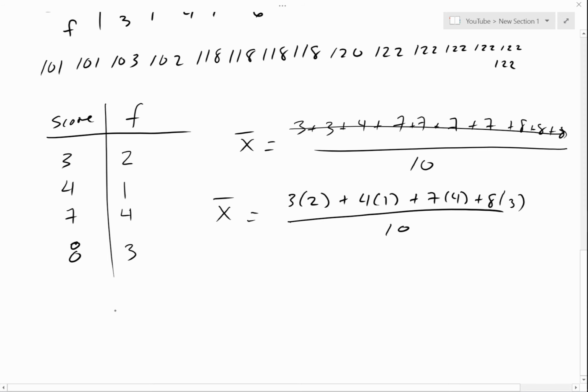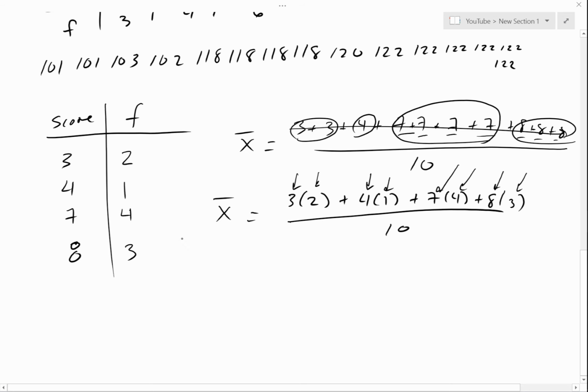What is this? Well, how many 3s do I have? 2 of them. There they are. How many 4s do I have? 1 of them. There it is. How many 7s do I have? 4 of them. 1, 2, 3, 4. Okay. And then how many 8s do I have? 3 of them. 1, 2, 3. So the 10, where did I get the 10? Well, from the sum of the frequencies.